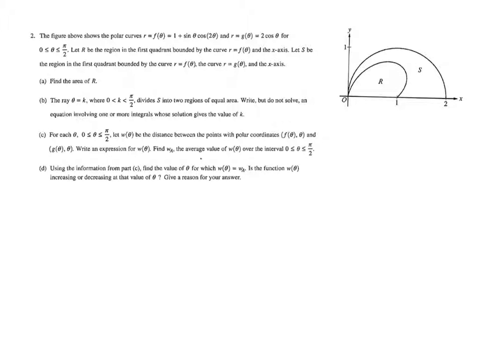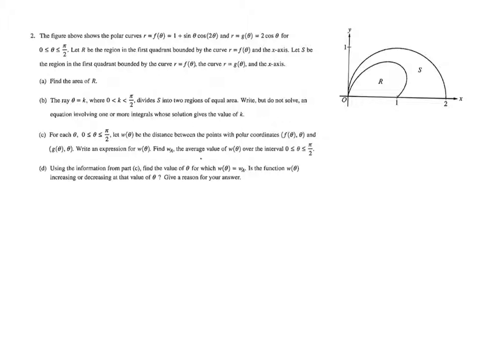Now let's take a look at question 2. In this question, you have to deal with the fact that you have a function, r of theta is equal to 2 cosine theta. The other aspect of it is they describe the regions here. So region R, this region, is just bounded by f of theta, and region S is the region between these two. So you've got to be aware of that one.